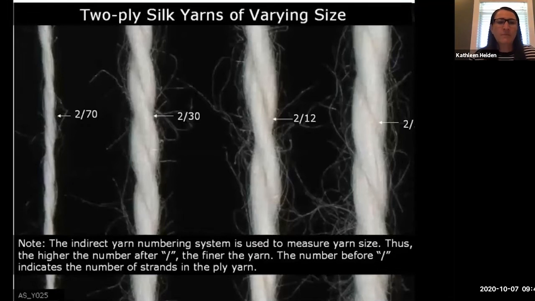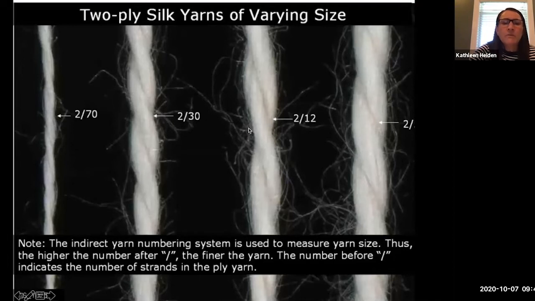So here's an example of using your indirect system. So this is using your cotton system. So you have 2/70, 2/30, 2/12, and I lost my number here, okay?